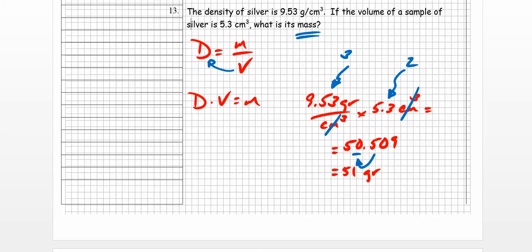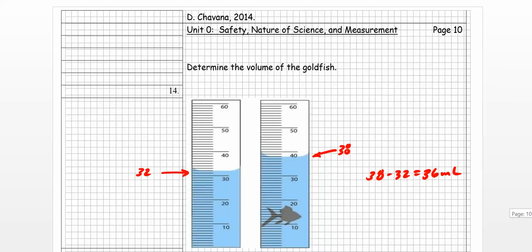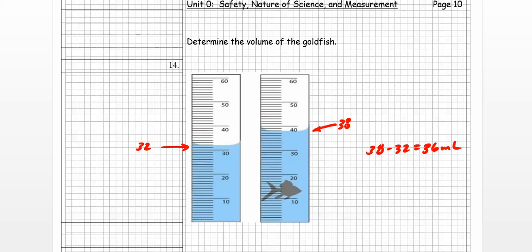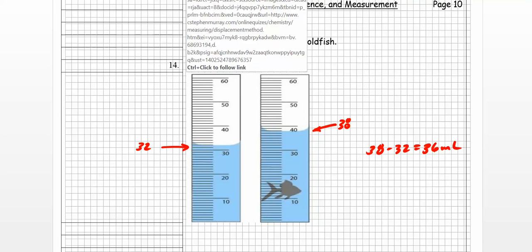All right. Next one. Number 14 says this. Determine the volume of this goldfish, all right? So obviously a goldfish is an irregularly shaped object, right? It's not like a cube or even regularly shaped. So if we want to know the volume of that goldfish, here's how we would do it. We would get a graduated cylinder and we would fill it with some volume of water. Now remember that we want to, and I know this is hard for you to see, but we want to measure to the bottom of what we call the meniscus, right? The bottom of this line right here is called the meniscus, okay?